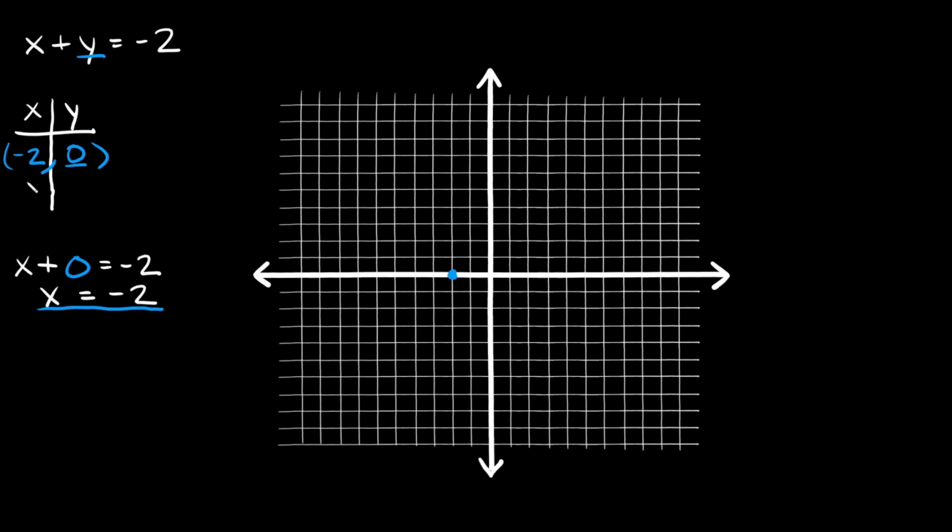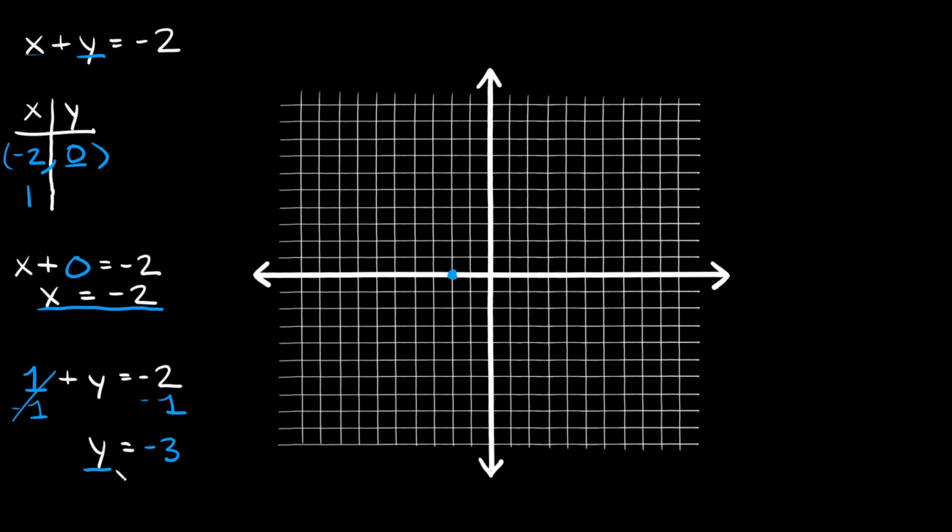And let's find one more. So this time, let's plug something in for x. Let's plug in a 1. So we're going to have x plus y is equal to -2, but in this case, we're going to have 1 plus y is equal to -2. Then solving for y, I'm just going to subtract the 1 from both sides. So here we have 1 minus 1, that just cancels out. So we're just left with this y right here, and that's equal to -2 minus 1, which is equal to -3.